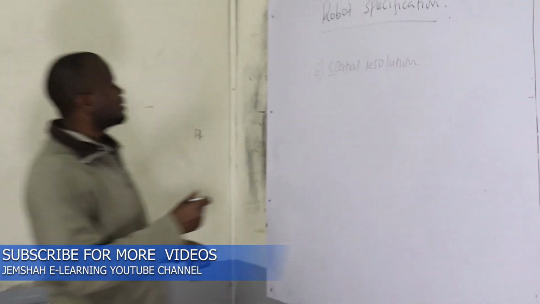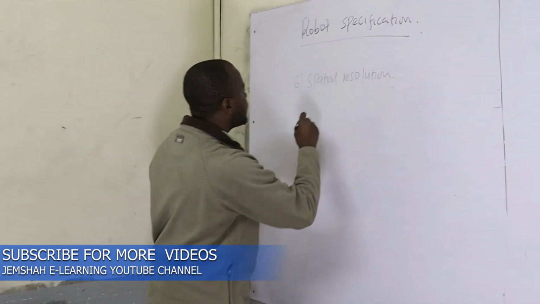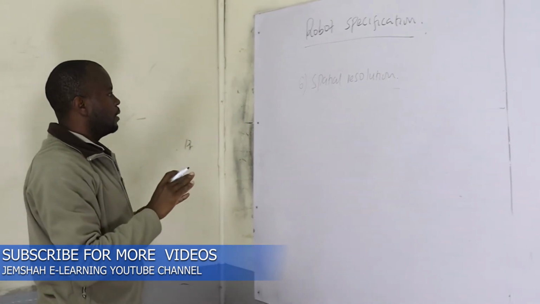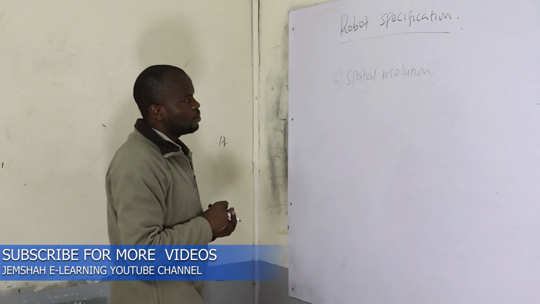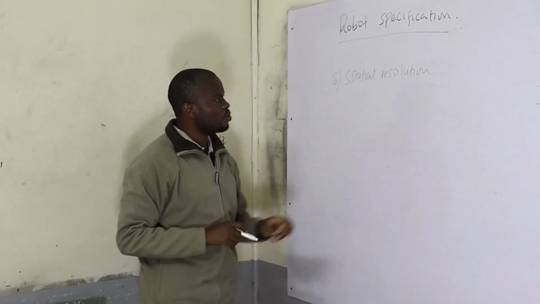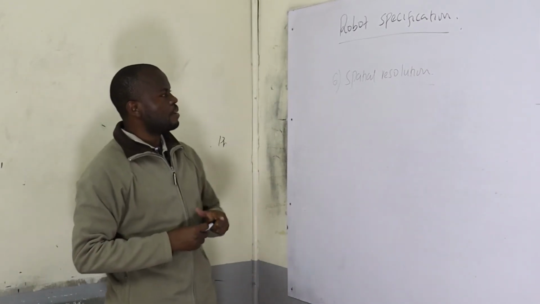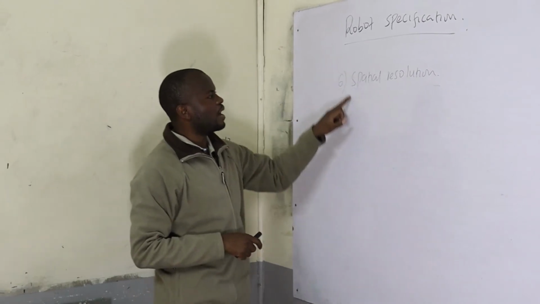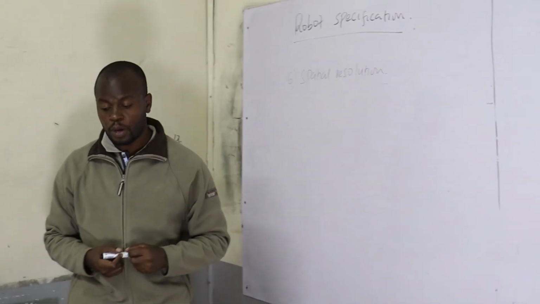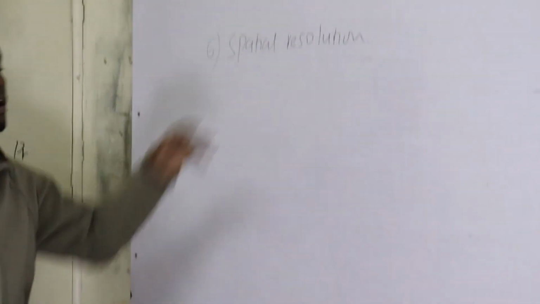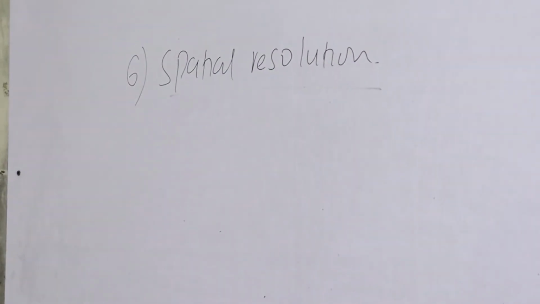The difference between the control resolution and the spatial resolution is that with control resolution we are simply talking about the movement of one link. The spatial resolution is the summation of the movement of all the links of the robot, and it also takes care of the mechanical errors.